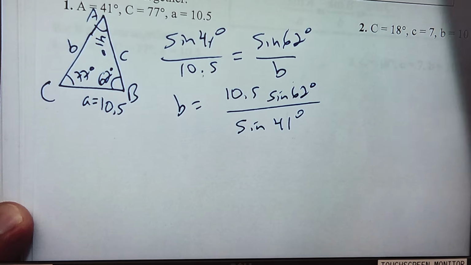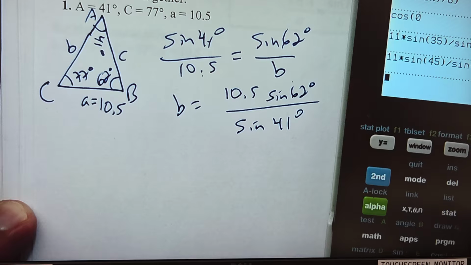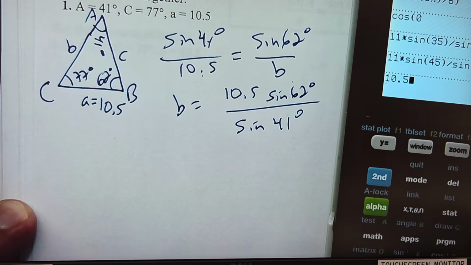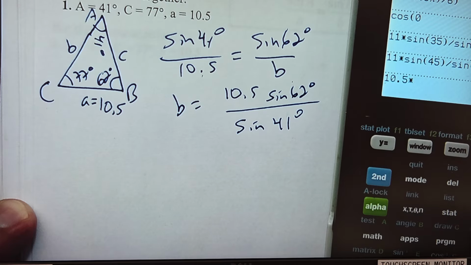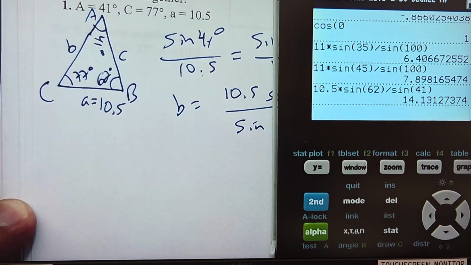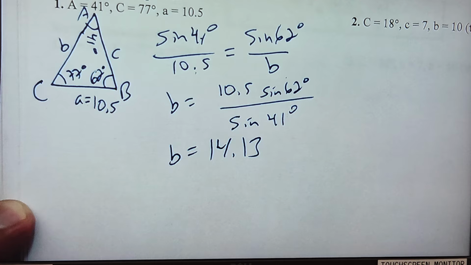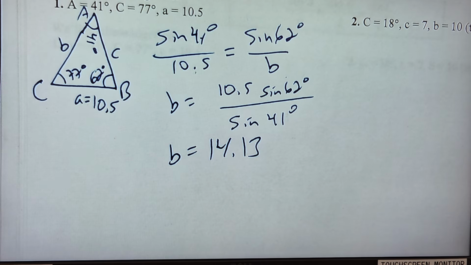So when you do this, you want us to solve for all three sides, though, right? Yes. Sine 62 divided by sine 41. So we get 14.13. I didn't give us any units here, but be careful, if I do, I need them on there. Does that make sense so far?